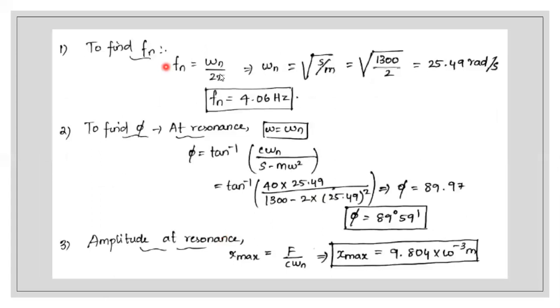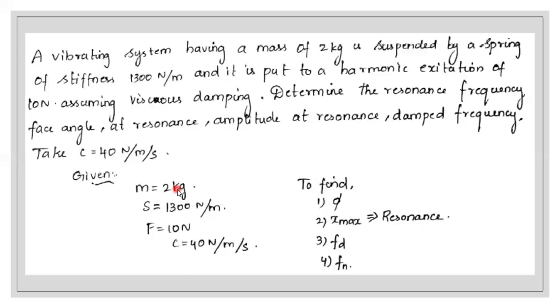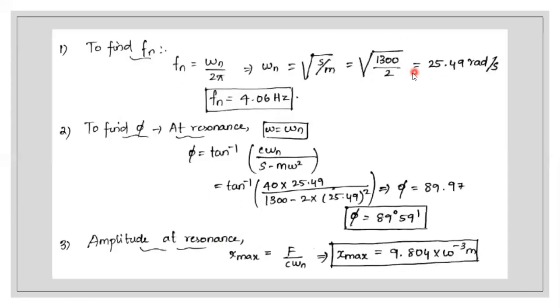So first thing is frequency. So frequency is omega n by 2 pi, right? So the omega n formula is root of s by m. We know the value of stiffness and we know the value of mass. So just substitute. Mass is 2 kg, stiffness is 1300. So we can easily get the value of omega n. So frequency means omega n by 2 pi. So substitute 25.49 divided by 2 pi and you will be getting the frequency value.